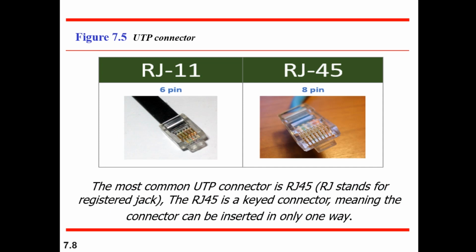Now these are the two connectors for the category 3. Normally the connectors are known as RJ11 or RJ45. This RJ is known as registered jack. RJ11 is basically used for category 3 in the telephone wires, and RJ45 is used in the LAN. This has 6 pins, or we can say 3 pairs, and this has 8 pins, which means 8 wires or 4 pairs. The 6 pins mean 3 pairs, because one pair has 2 wires or 2 pins.